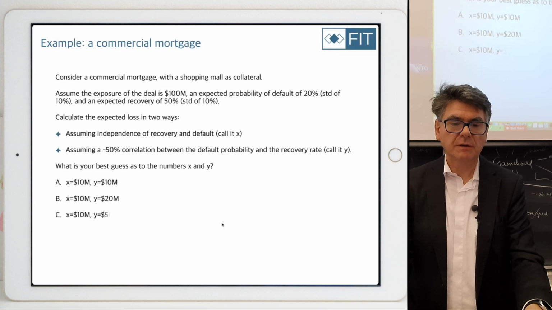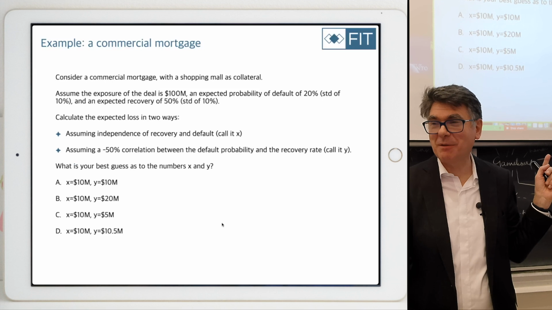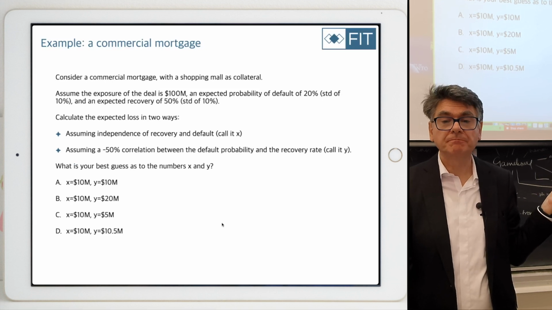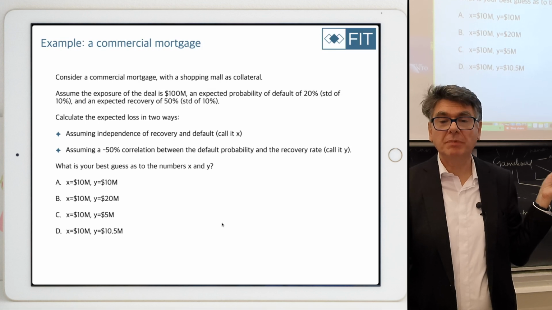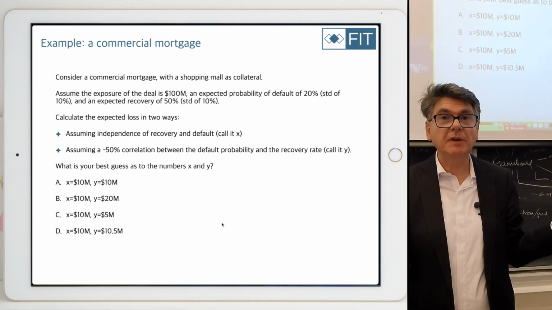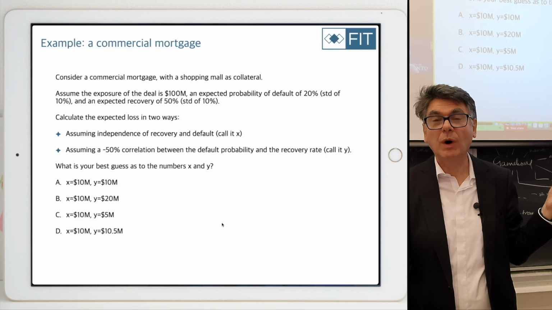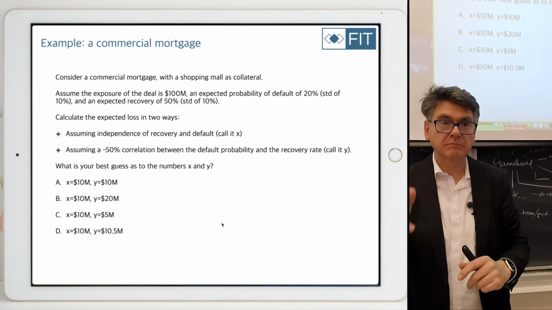Okay. So these are the 4 choices I give you, but of course now I want you to calculate y. By the way, there's no question x is 10 million, because the expected exposure is 100, the expected default 20, expected recovery 50. You multiply 100 times 20 times 50, you get 10. So x is easy, we know x. The question is what's y? Y is the one that uses the correlation. All right, until 12:16.